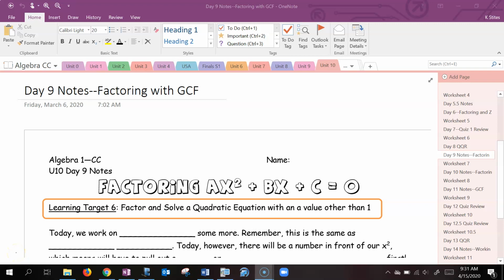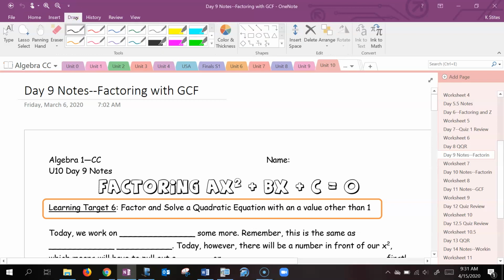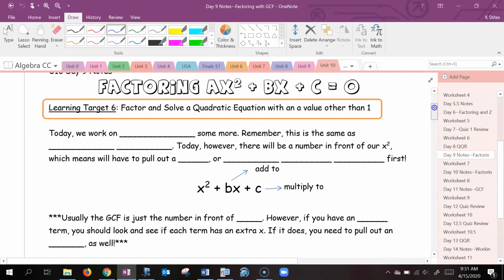Hello, Algebra 1. Today you're going to be learning how to factor something when you have a number in front of your x squared. So this is a really important topic and there's only one extra step that we need to learn. So let's take a look.